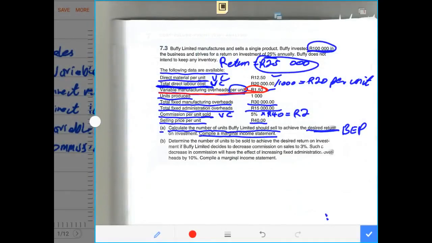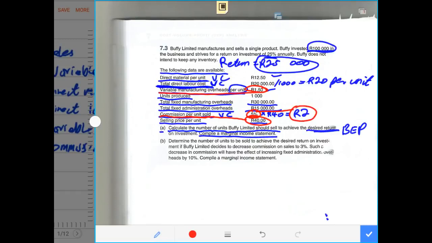So now we have our commission, which is 5% of the selling price. The percentage of the commission is normally, 99% of the time, based on the selling price. In this case, they just said commission per unit sold. Remember, when they say per unit sold, it means per unit sold. We sell our units at the selling price of 40 rand, because a unit is sold at 40 rand. So for every 40 rand that you sell an item, 5% will be taken as commission, and that 5% will be 2 rand.